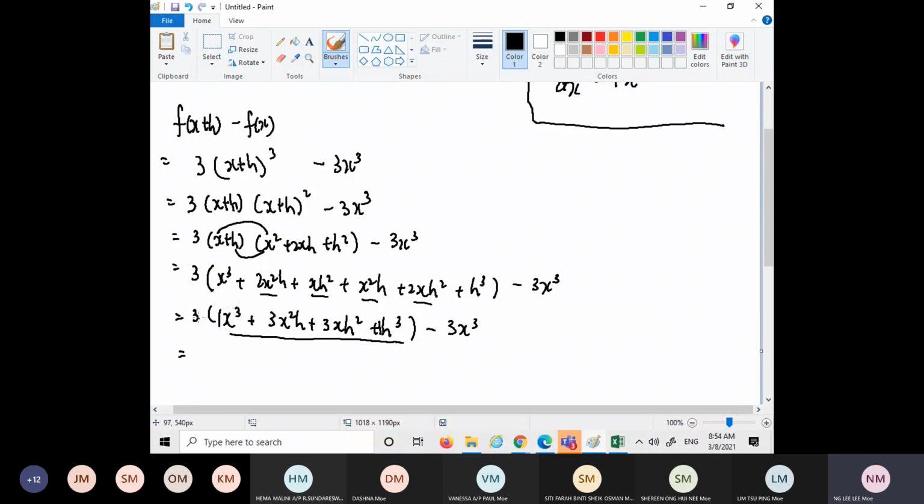Next I'm going to bring in the 3 to every term. So 3, 9, 9, 3. You see, always this one you can cut away. So next, you remember I always want to factor out one h.